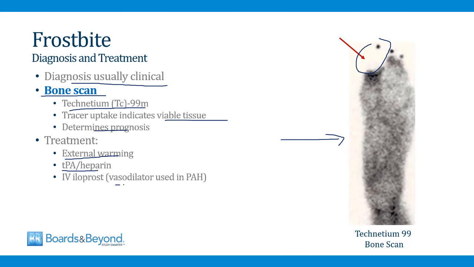And then there's a vasodilator that's been used in pulmonary arterial hypertension called iloprost, and there is some clinical trial data showing that infusion of this drug into patients with frostbite can improve outcomes by causing vasodilation of the extremities and increasing blood flow to the areas of the body with frostbite.